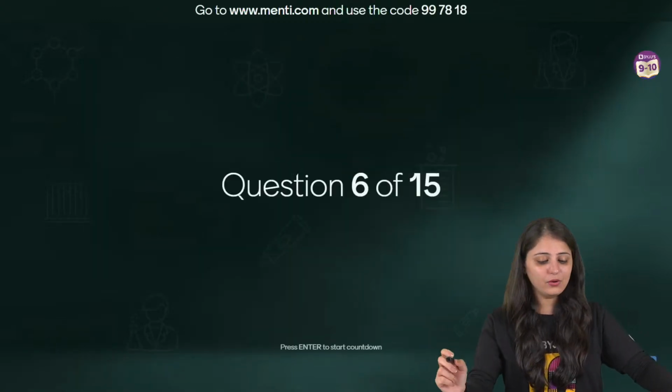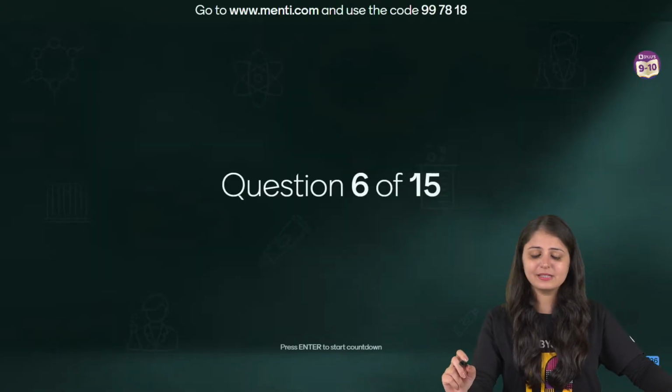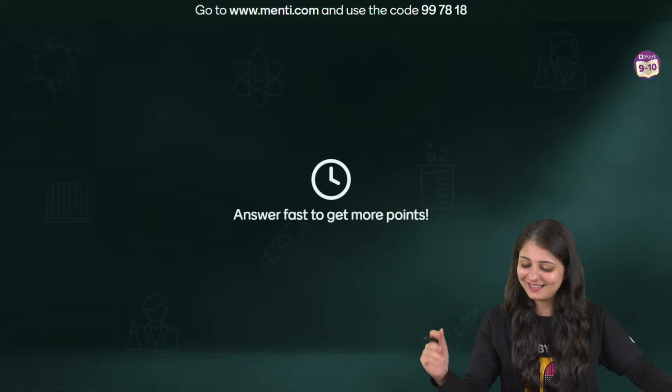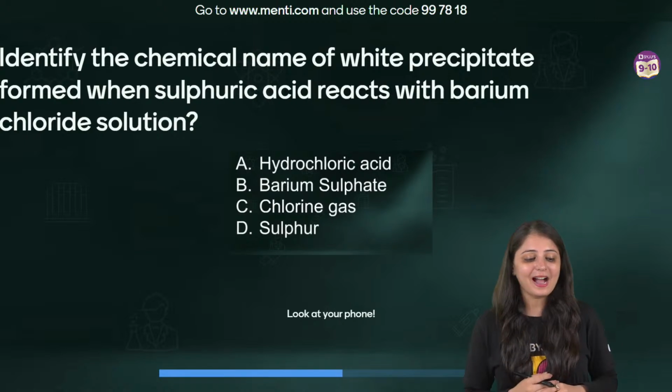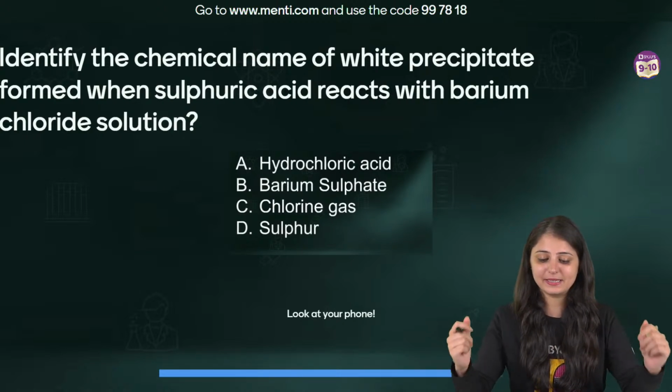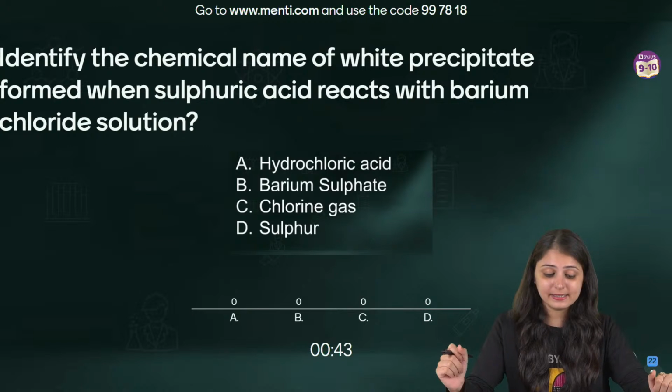All right, let's move on to question number 6. फटाफट से question number 6 का भी आंसर देते हैं. Let's see. अब मेरी expectations increase हो गई हैं आप लोगों से. Identify the chemical name of the white precipitate that is being formed when sulfuric acid reacts with barium chloride solution.